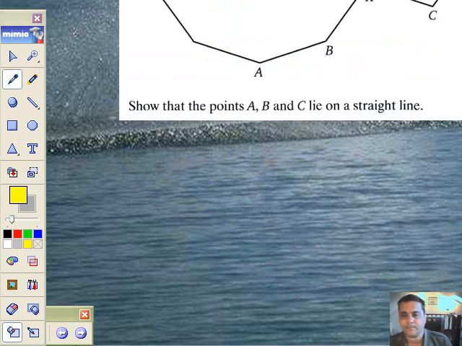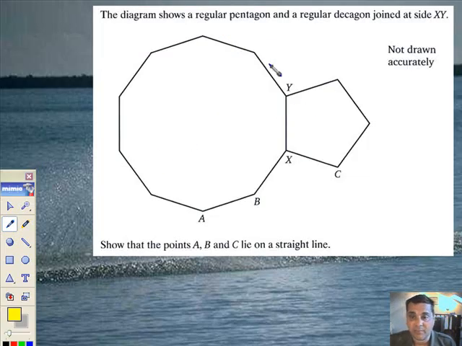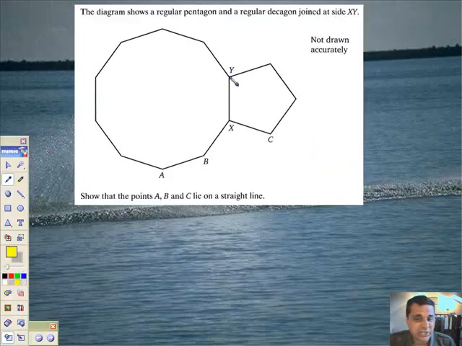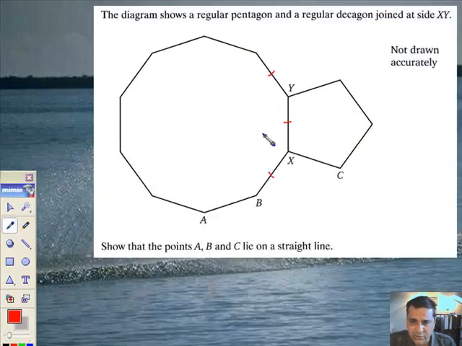Last question. Quite tricky, I think. You've got to think outside the box, or outside the polygons. So the diagram shows a regular pentagon, that's that one, and a regular 10-sided shape, a decagon, that's that one, and they're joined at the side XY. In other words, they share a common side. So straight away you should think to yourself, you're the same as you, and you're the same as you for the decagon, but also all you lot are the same as well.